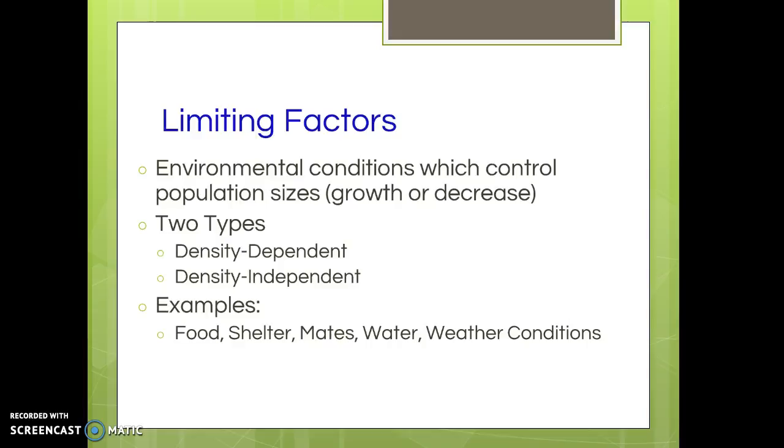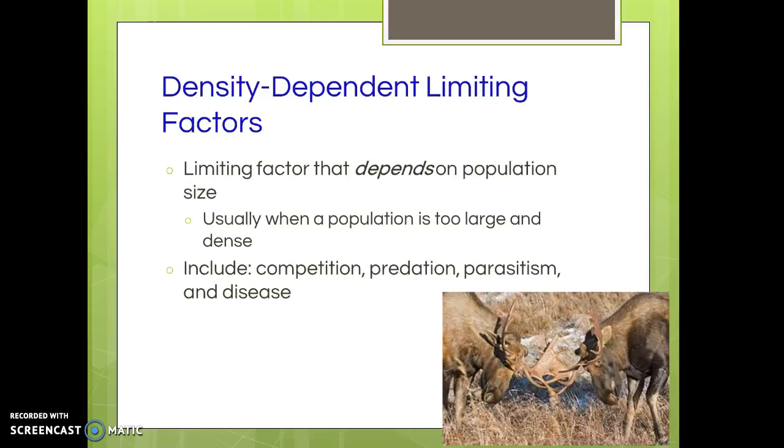But density independent means that it's independent of density. It does not matter if density is involved at all. It doesn't matter the number of organisms and the amount of space that they have. So these are factors that are completely independent of that. Limiting factors can be food, shelter, mates, water availability, weather conditions, storms, and things like that. So limiting factors are going to limit the growth of the population.